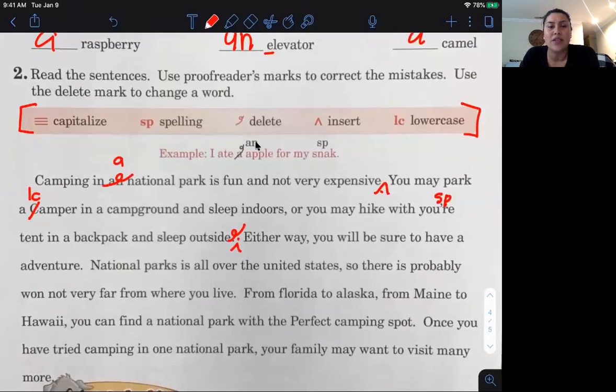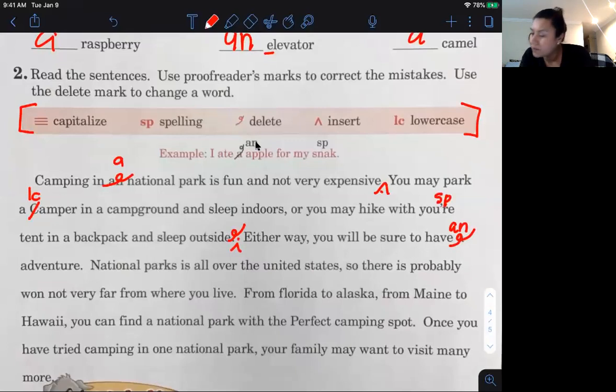Either way, you'll be sure to have a adventure. That sounds kind of silly. We're not talking about a adventure, we're talking about an adventure. So let's delete a and write an, to have an adventure.